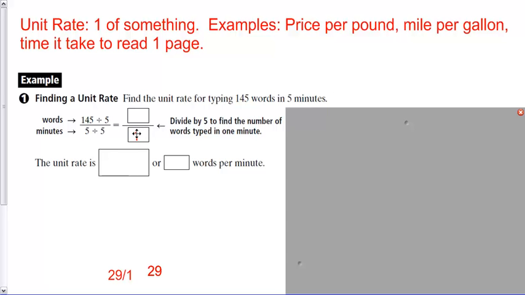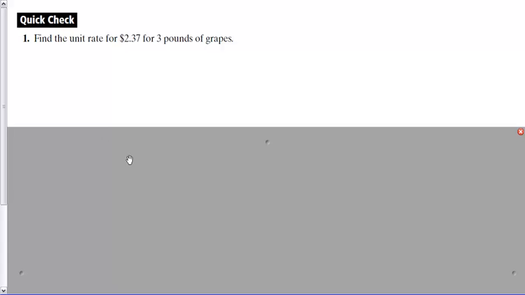So how do I get from 5 to 1? Well, divide by 5. So 145 divided by 5 is 29. So my fraction is 29 words over 1 minute. So the unit rate is 29 ones, or 29 words per minute. That's how much I type. Now, the whole point, you have to write an equivalent fraction. On your homework, on your assignment, I want to see your equivalent fractions.